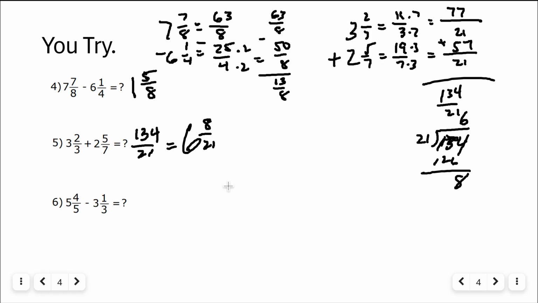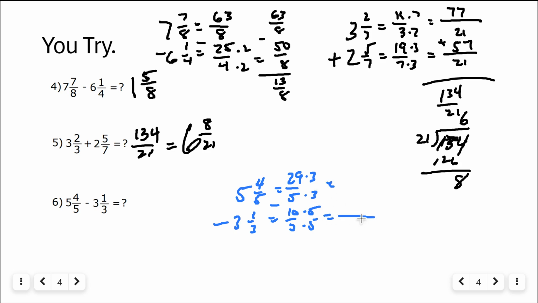So 5 4/5 minus 3 1/3. So 5 times 5 is 25, and 4 makes 29. 3 times 3 is 9. 9 and 1 is 10. 15 is the common denominator. That's 50 on top of that one.